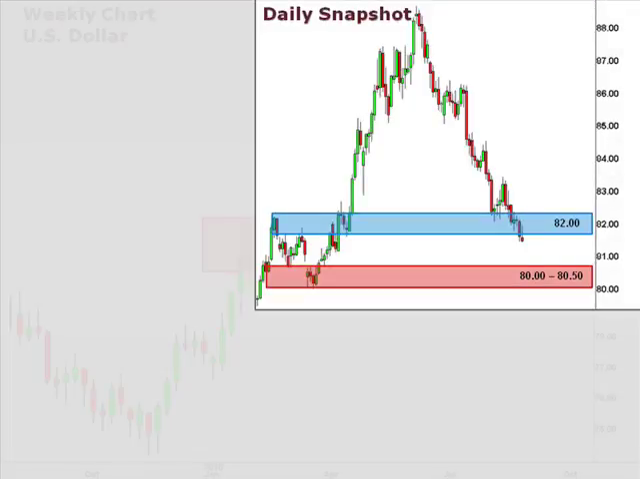A quick look at our daily snapshot reflects that breakdown below our 82 support level, suggesting the possibility of a continuation down to test the 80-80.5 support level over the next week.